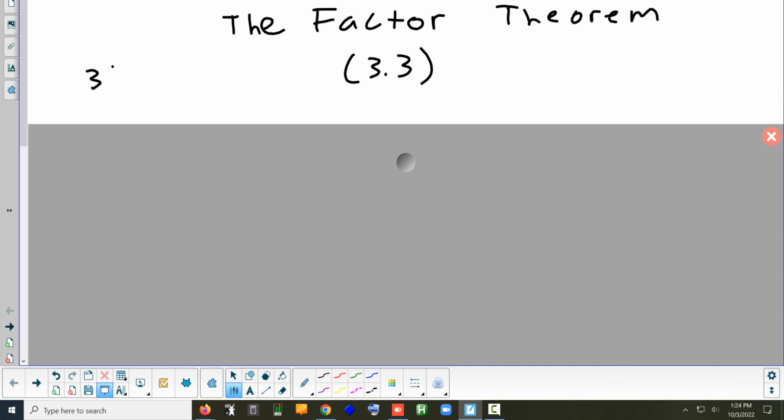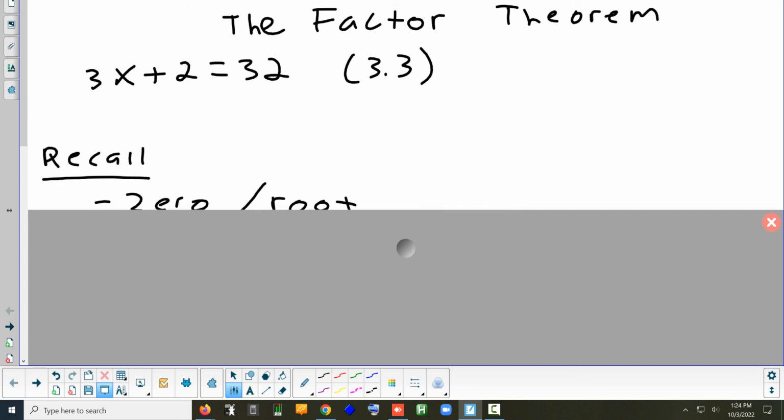Like if you had something like this, like 3x plus 2 equals 32, right? We could easily solve something like that because it's just subtracting 2 from both sides and then dividing by 3. So that one would be pretty straightforward. Sometimes we've got ones that are a little more complicated, and we'll have to try something else first to try to solve it for x.